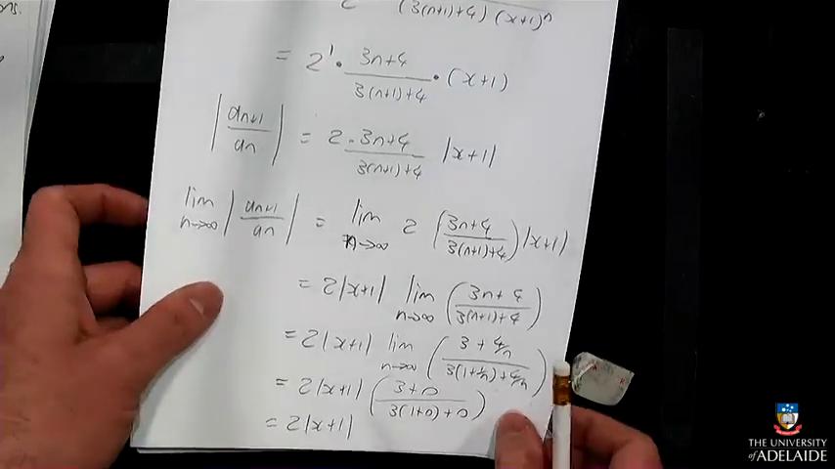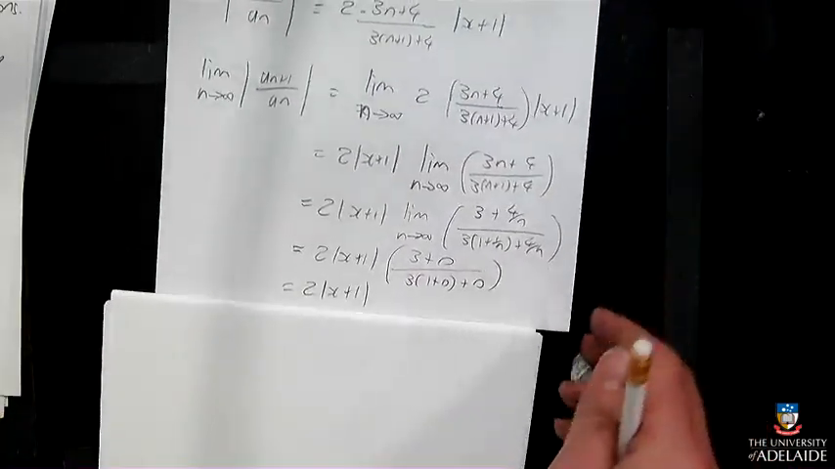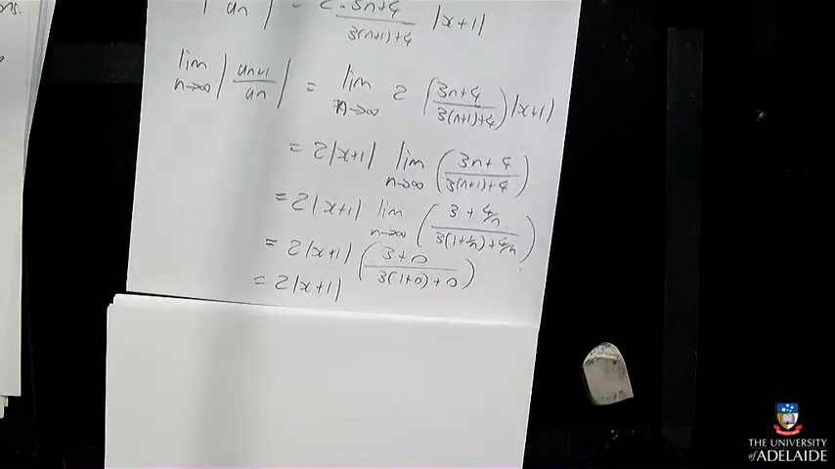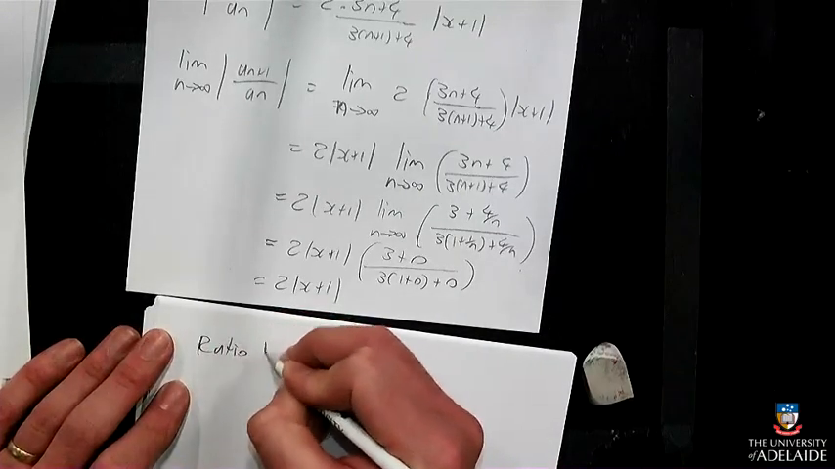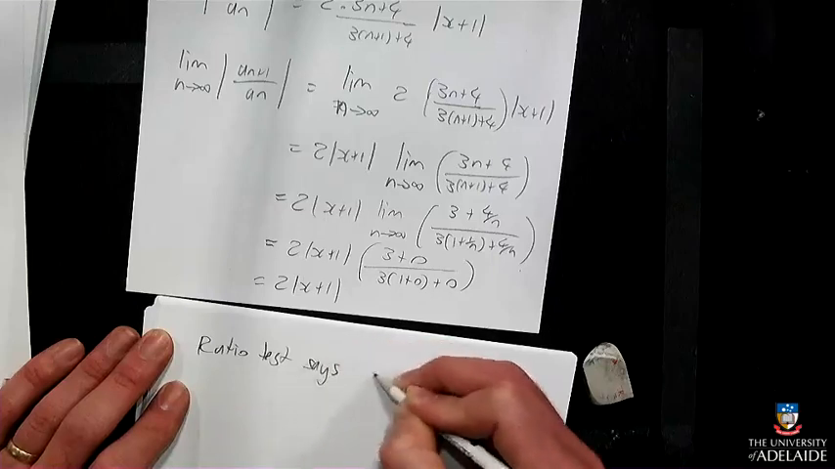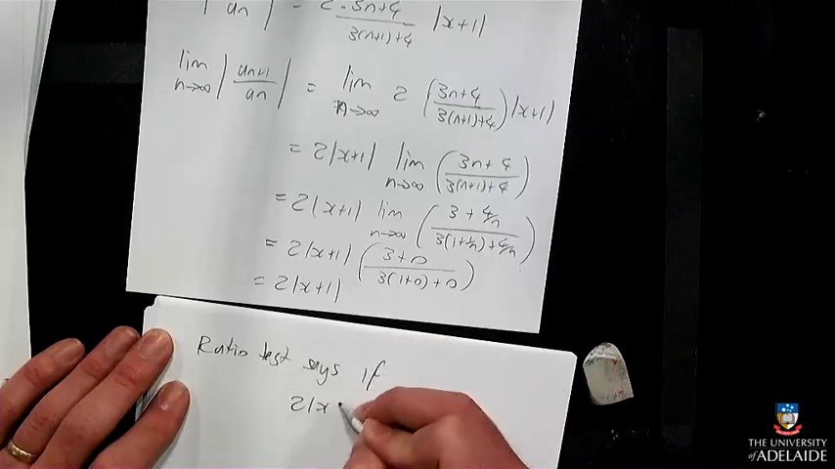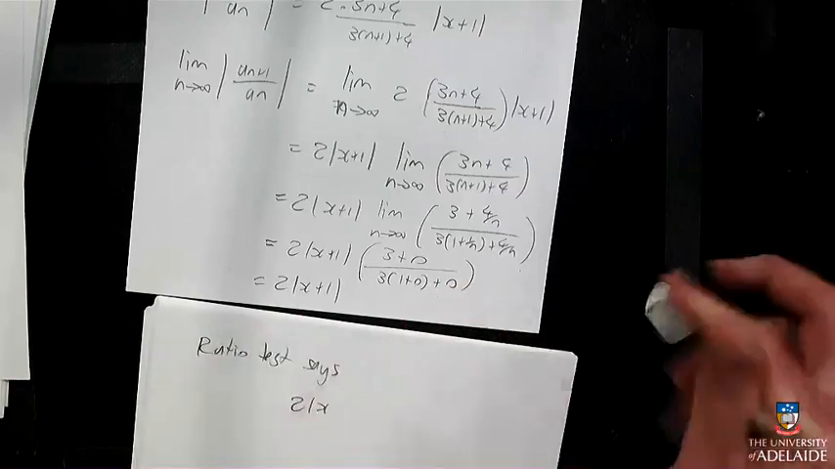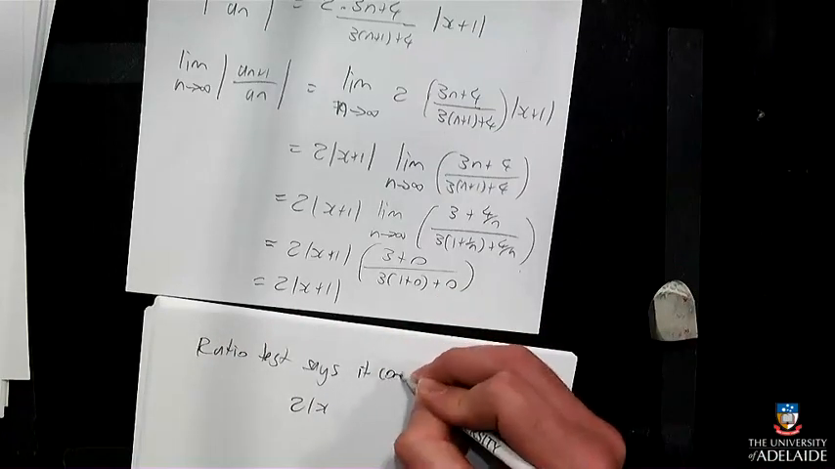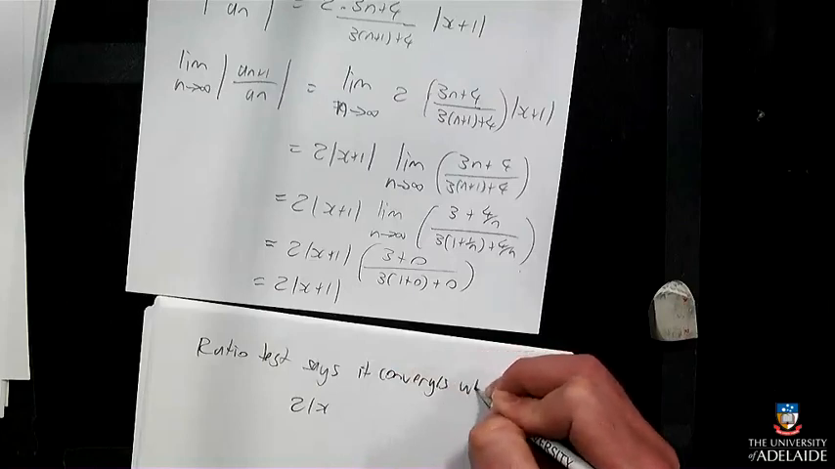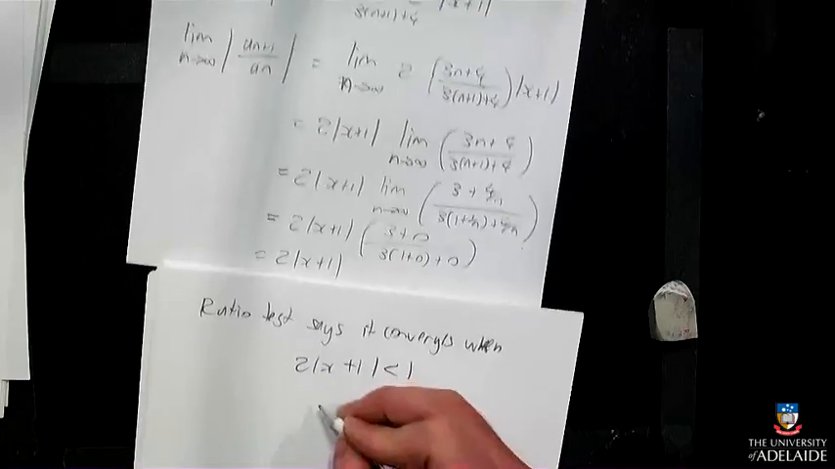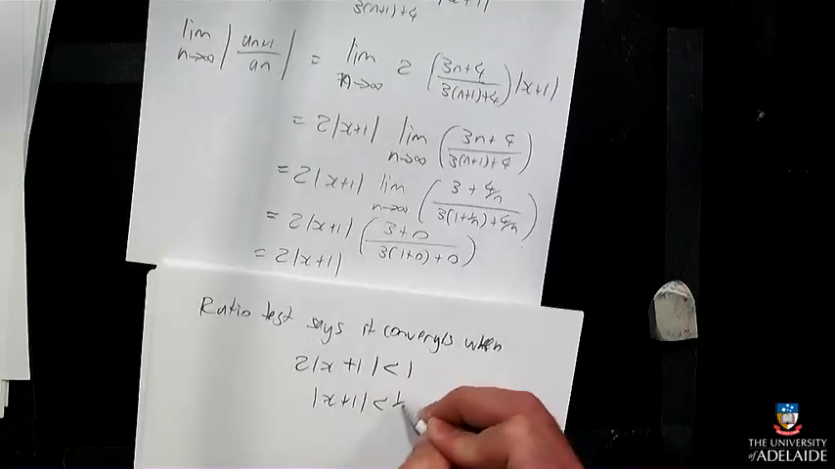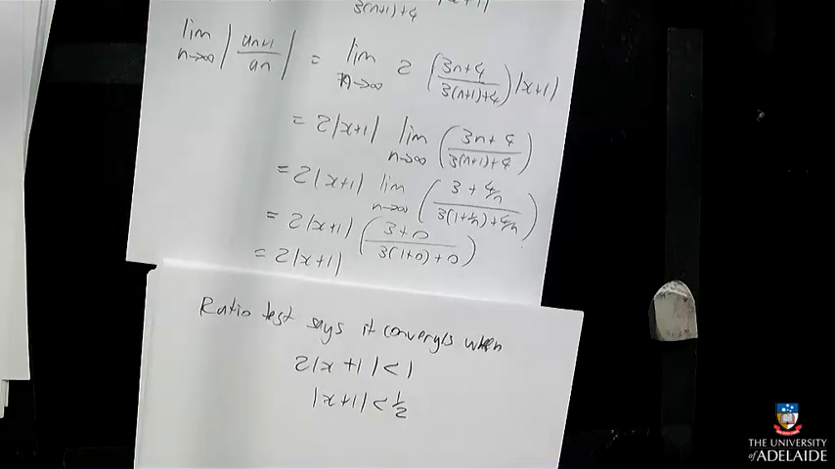So I have almost finished the ratio test. The ratio test says that if this is less than 1, then it converges. So the ratio test, if the answer I just got... I'm running out of time, only a couple of minutes to go. And so that's less than a half. And now we've found the radius. The radius is a half.